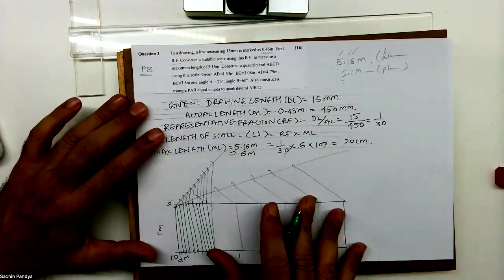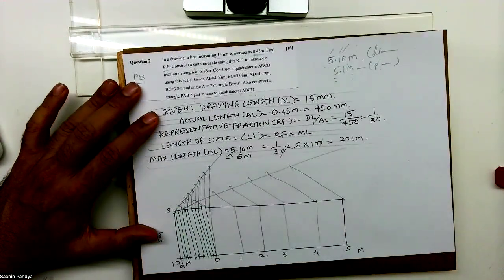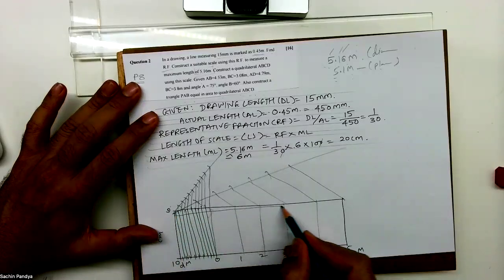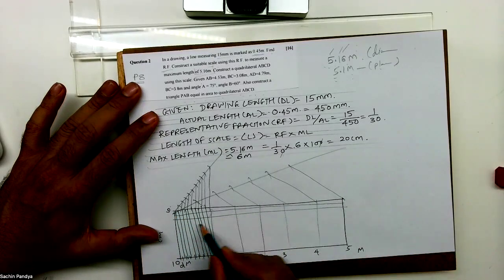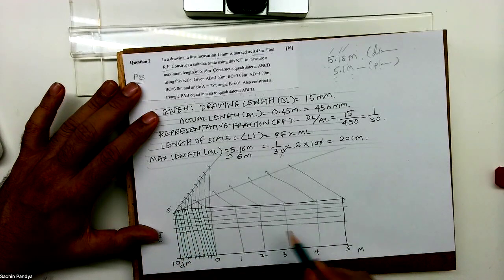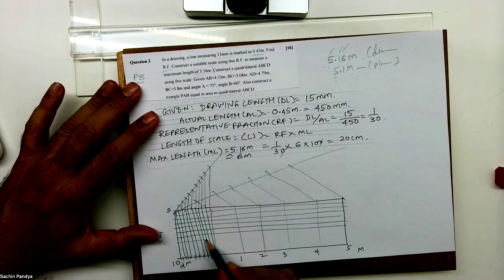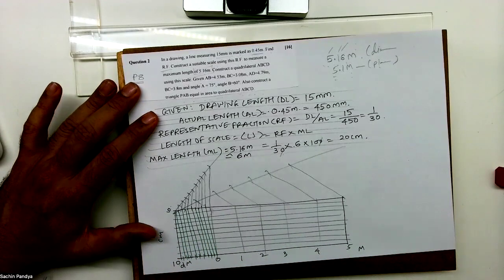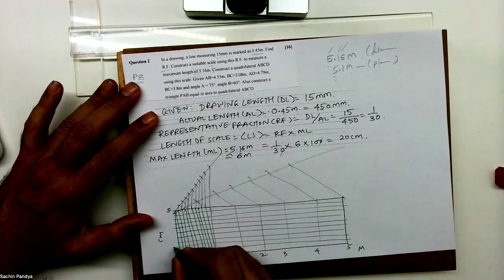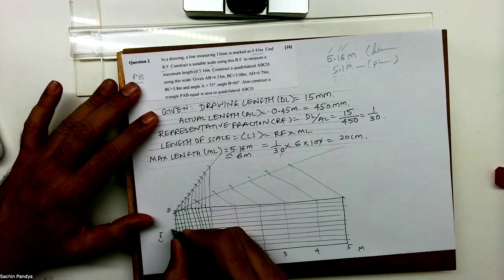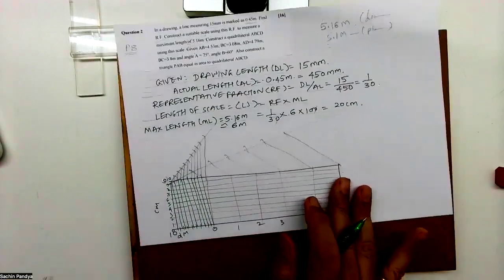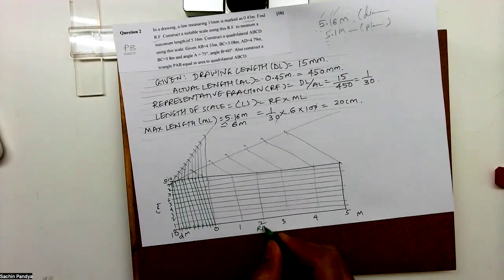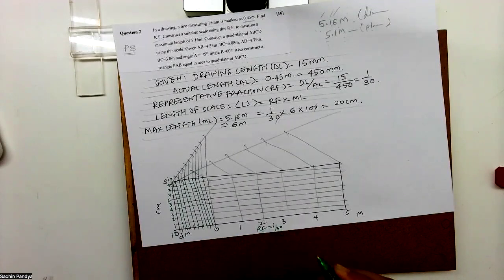And this vertical line we divide into 10 parts. 1, 2, 3, 4, 5, 6, 7, 8, 9, 10. This is how you would draw it. Here you can write RF 1 upon 30.